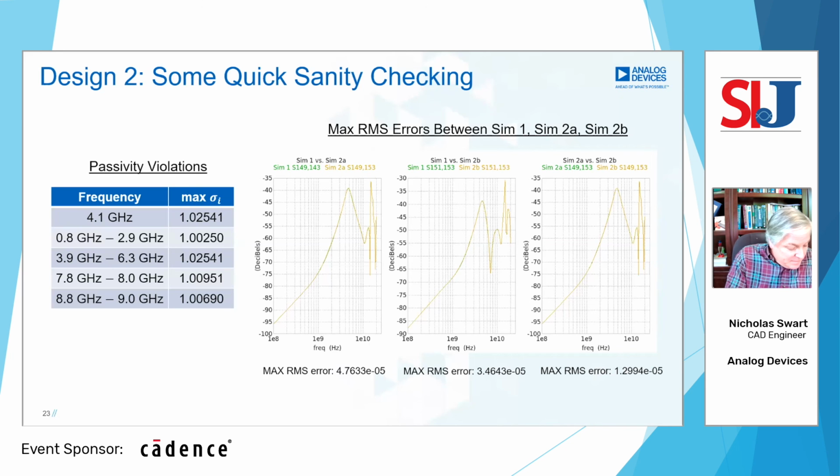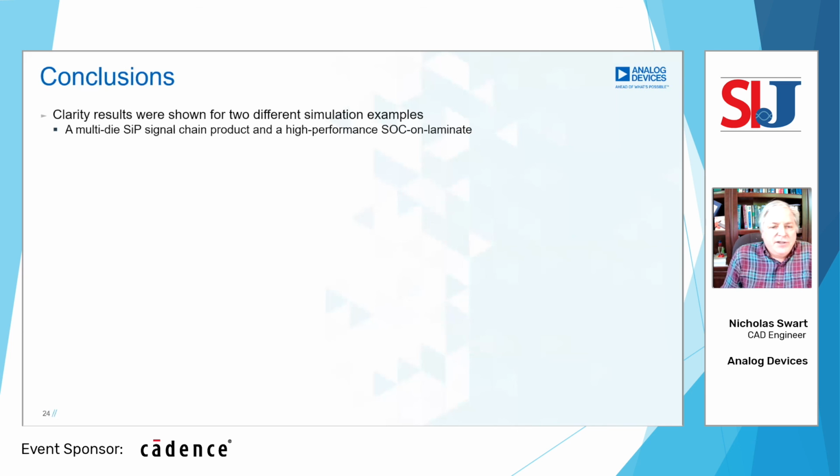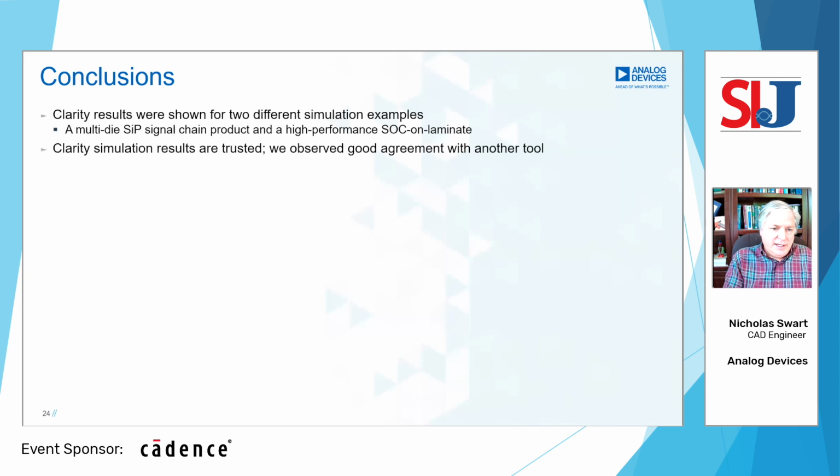Okay, that brings me to my conclusions. Clarity results were shown for two different simulation examples. The first was that multi-die signal chain product, and then the second is one of our high-performance SoC on laminate products. And the results that we have seen to date, we trust.